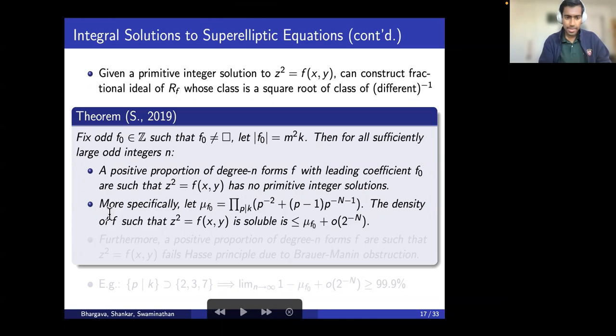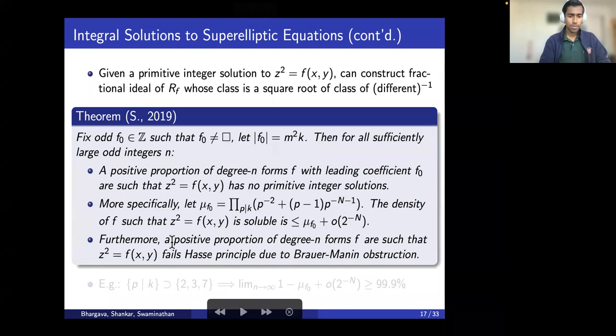Then we show that the density of forms f such that z squared equals f of xy has a solution is bounded above by mu f naught plus little o of 2 to the minus big N. Furthermore, we show that a positive proportion of degree n forms f with fixed leading coefficient f naught are such that this equation here, z squared equals f of xy, fails the Hasse principle, meaning it has points everywhere locally, but doesn't have a point globally, and it fails the Hasse principle due to a Brauer-Manin obstruction.